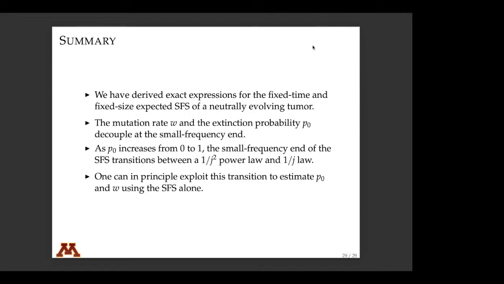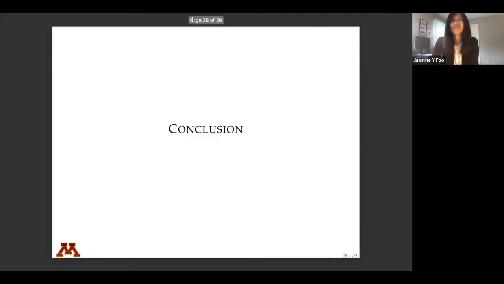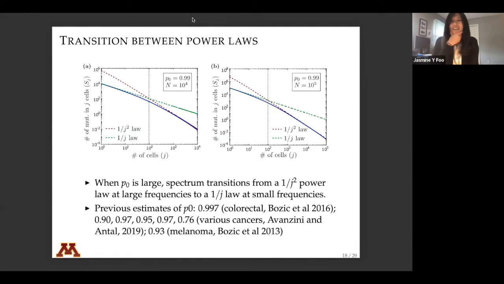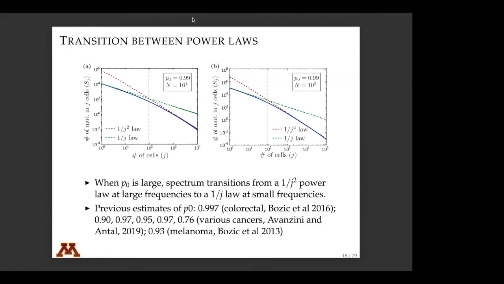Did one of your slides give estimates for P naught from real life tumors? Was that right? And that they were close to 1. So how did those people get their estimates for P naught? They weren't using your method, because you seem to be saying that your method was.